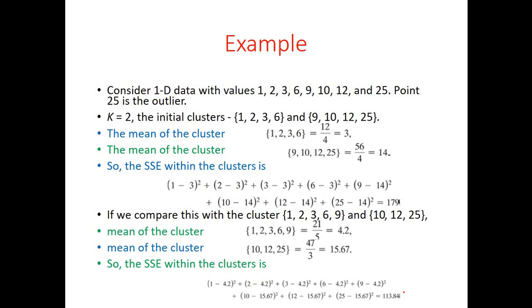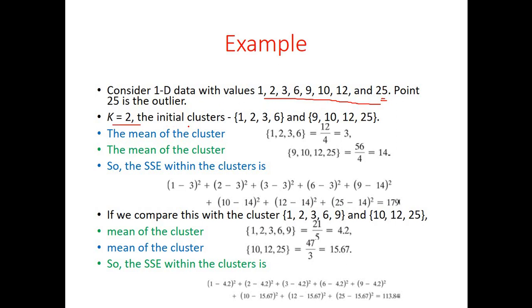Let us take up an example of data points 1, 2, 3, 6, 9, 10, 12, 25. Here the point 25 is considered as an outlier point because the difference of this 25 with the other points in the data set is more.